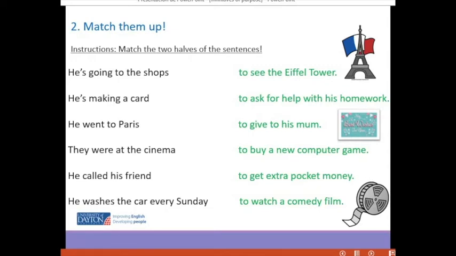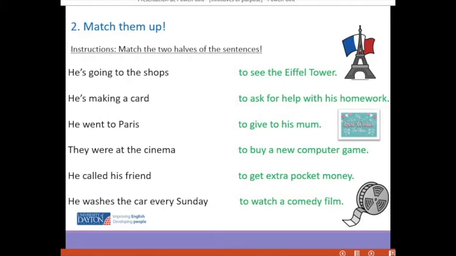Next we have, he washes the car every Sunday. Probably he is a kid. Probably he doesn't have a car, but he washes probably his father's car. Why do you wash a car? Let's check the possible options, the possible motivation, the possible reasons. To see the Eiffel Tower, to ask for help with his homework, to give to his mom.